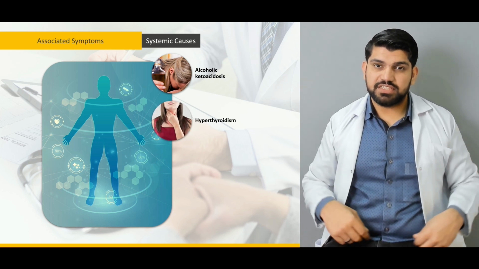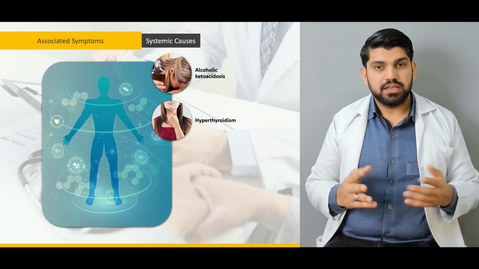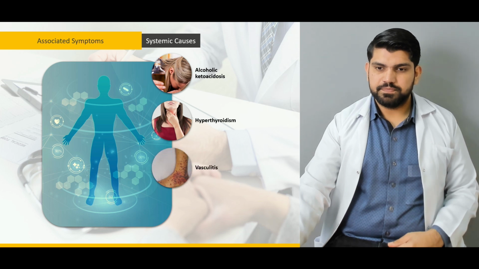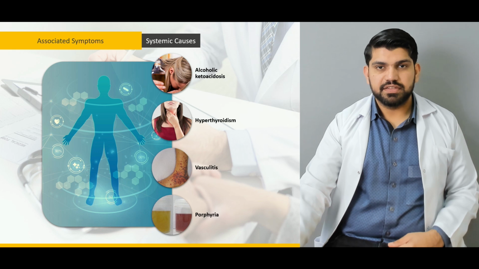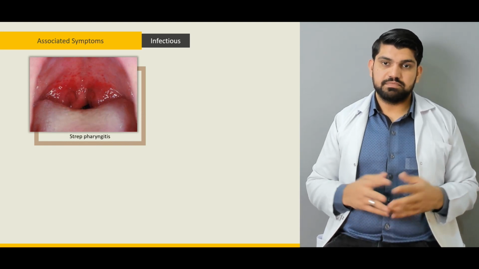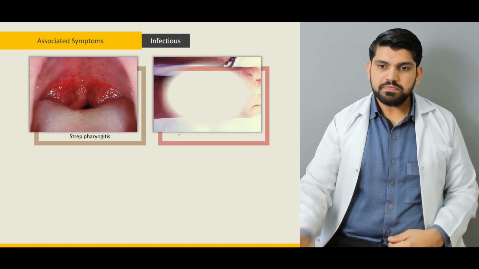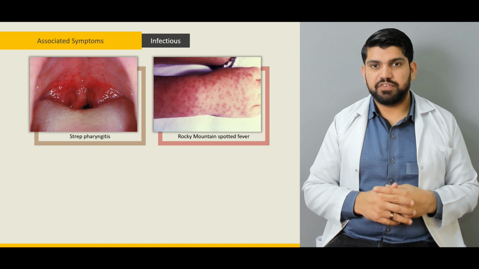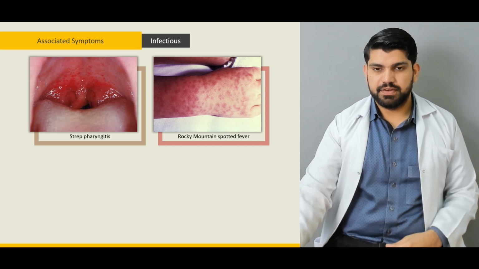Hyperthyroidism, with decreased TSH and increased T3, T4 levels, can present with abdominal pain. Myositis can present with abdominal pain. Porphyria can present with abdominal pain. So, strep pharyngitis, these infectious causes can present with abdominal pain. Rocky Mountain spotted fever, which is a tick-borne illness, can present with abdominal pain.